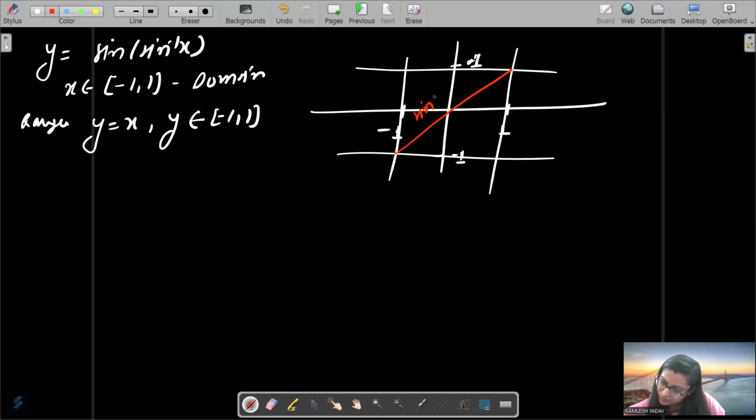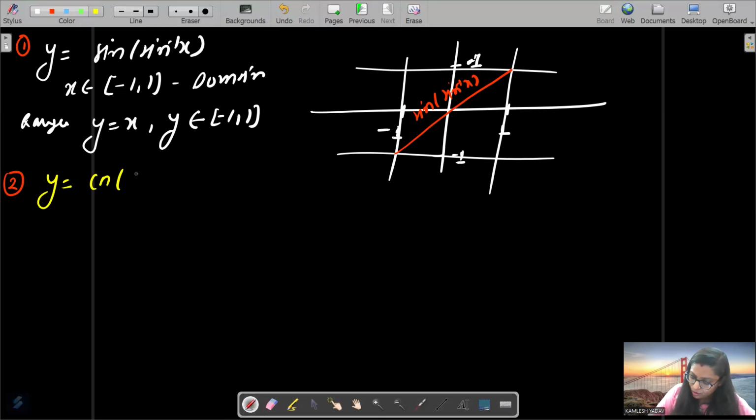Okay. This is the graph of sine inverse x. First question, then we go for the second: y is equal to cos of cos inverse x. We also know that the domain of cos inverse x, x belongs to where? -1 to 1, right? So that is the domain.